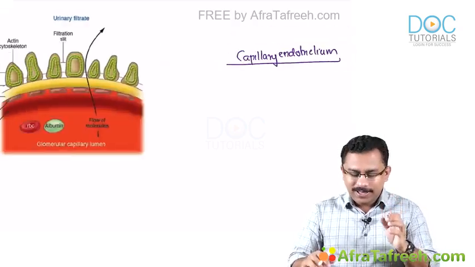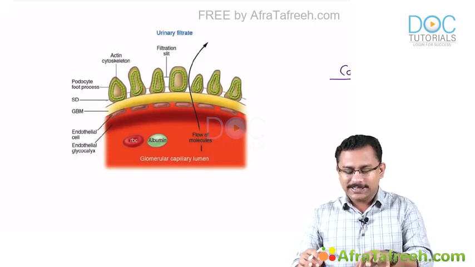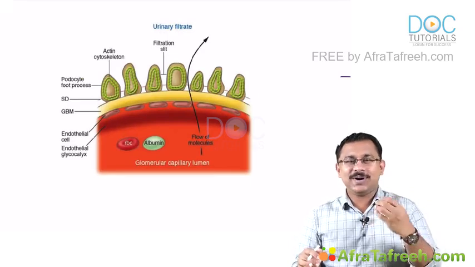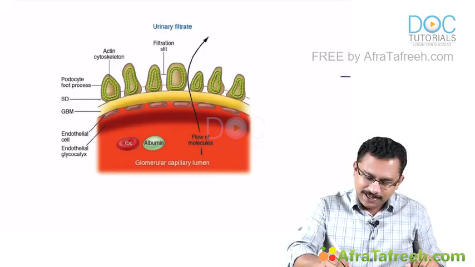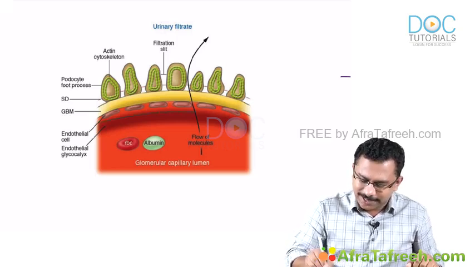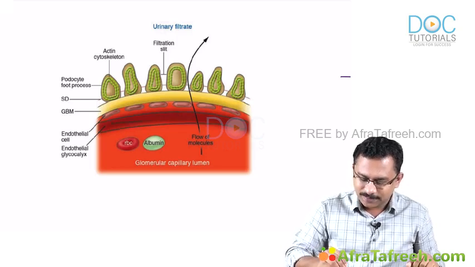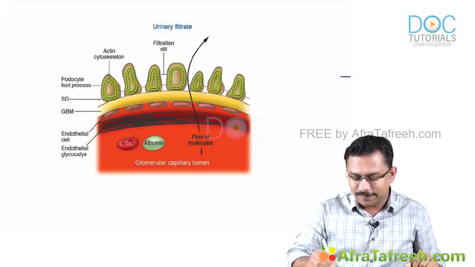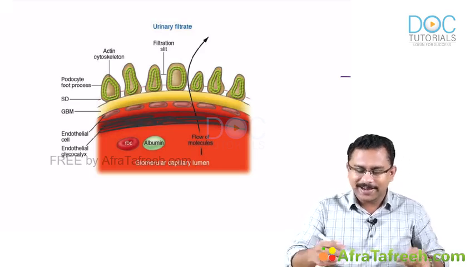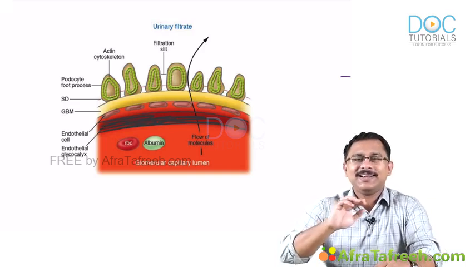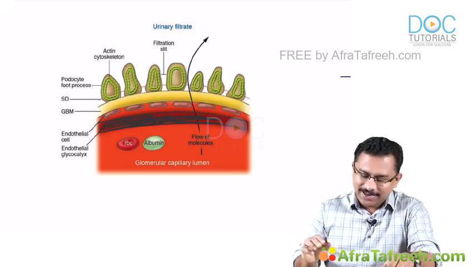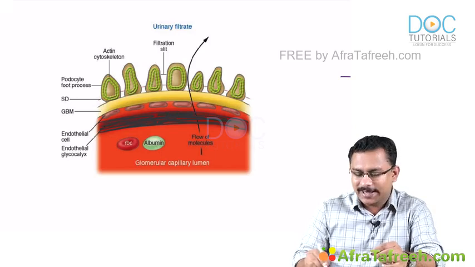Because over the capillary endothelium, if you notice this picture showing the filtration membrane and its various components, are you able to see the endothelial glycocalyx, this particular layer? This layer of glycocalyx that you see is actually a covering of the glomerular endothelium, and this glycocalyx consists of certain sialoglycoproteins.